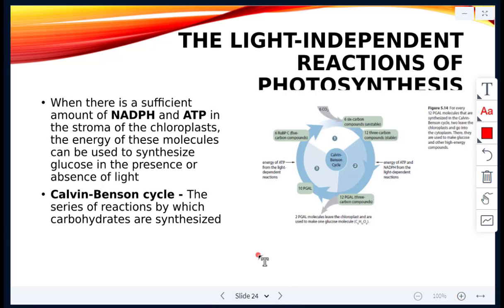All right, so the light independent reactions of photosynthesis require those products that we saw in the light dependent reactions. So we need that NADPH and we need that ATP that was produced. So when there is a sufficient amount of NADPH and ATP in the stroma of the chloroplast, the energy of these molecules will then be used to make glucose in the presence or absence of light. It's also called the Calvin-Benson cycle, the series of reactions by which carbohydrates are synthesized. So we're going to go through this model step by step.